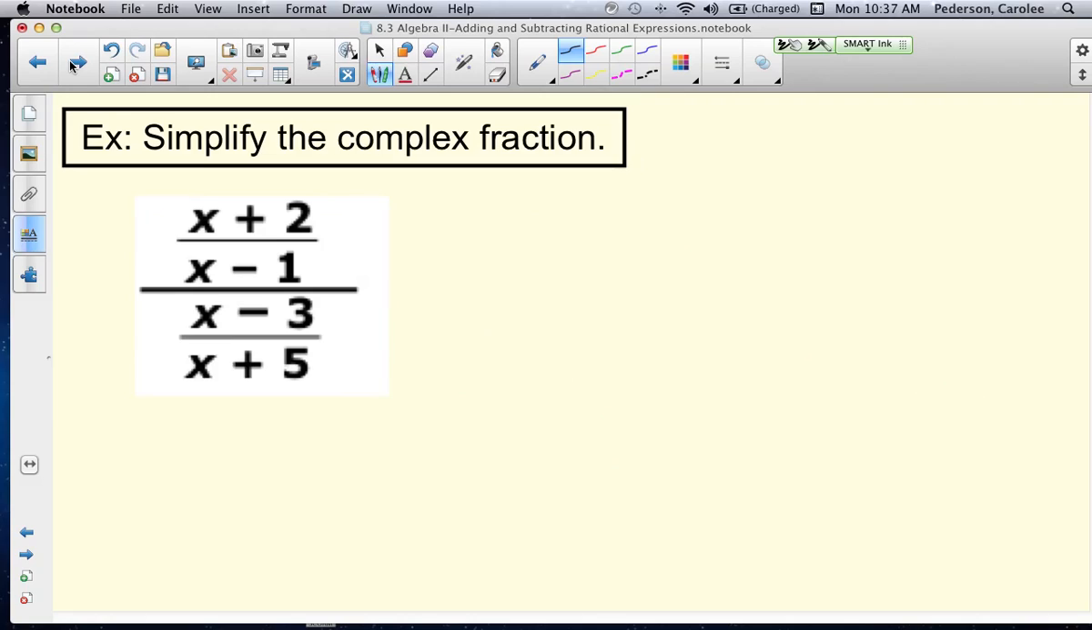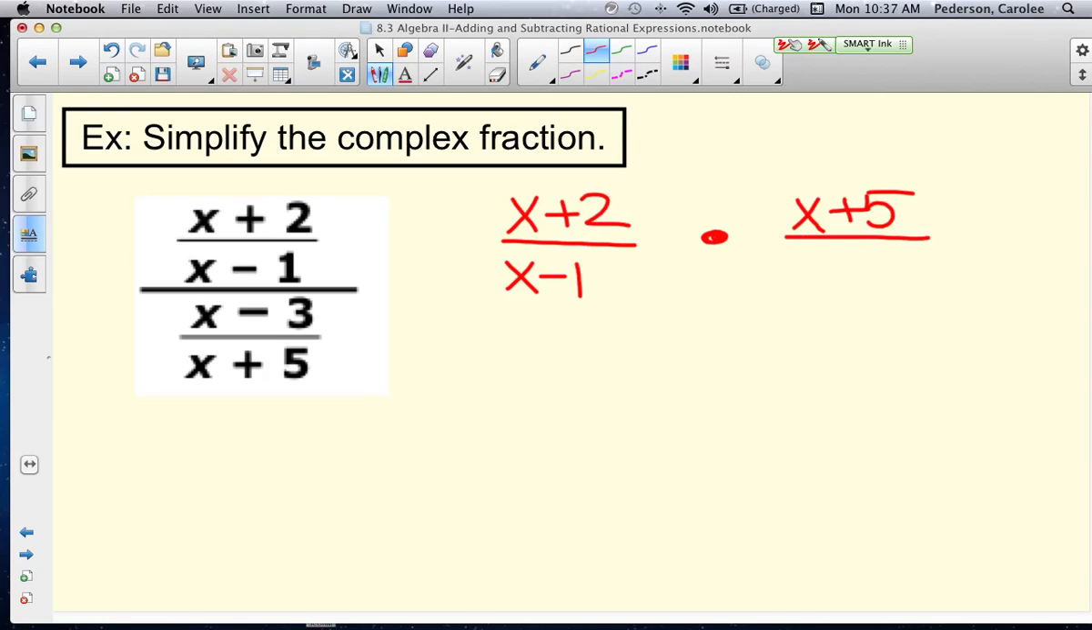Last example. We're going to keep the first fraction as it is. The second fraction, we're going to change it to multiplication symbol and then flip. So now x plus 5 over x minus 3. Look to see if anything is factorable. There isn't. Look to see if anything can cancel. There isn't. So we just go ahead and multiply across.